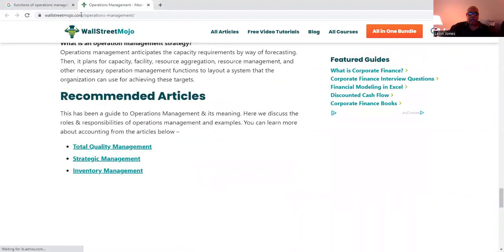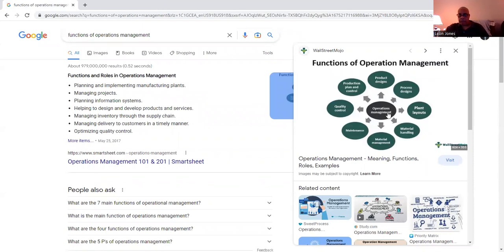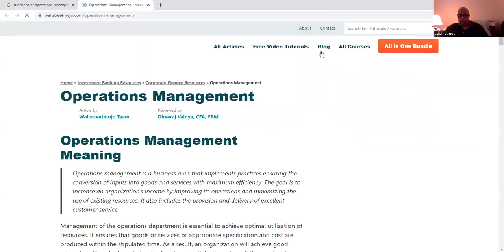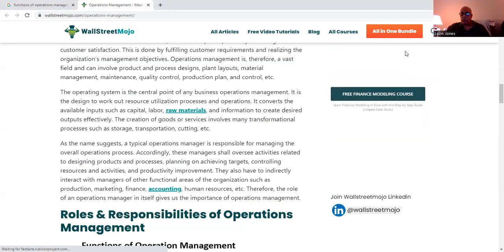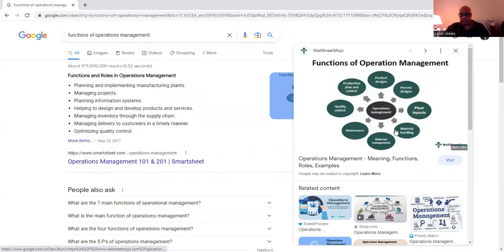Let's go back to the diagram that we had here. All right, operations management right here. Very hard to blow this up here. Let's see if I can blow it up the way I wanted to blow it up. So let me go back. All right, might be able to see this little diagram right here, operations management, production and control, production planning and control, quality control, maintenance, materials management, materials handling, plant layouts, process designs, product designs. That's what you get when you deal with operations management.